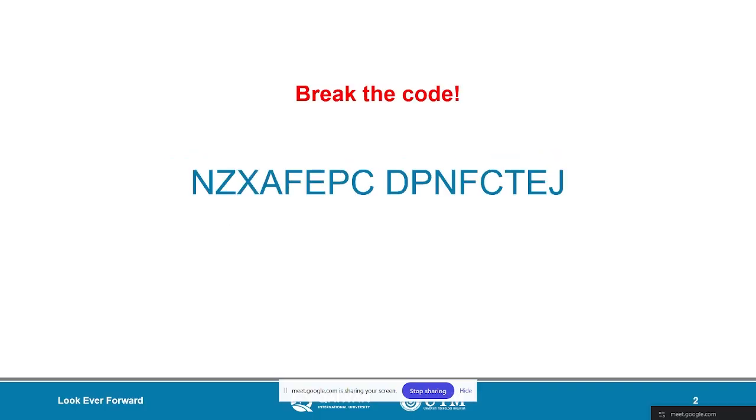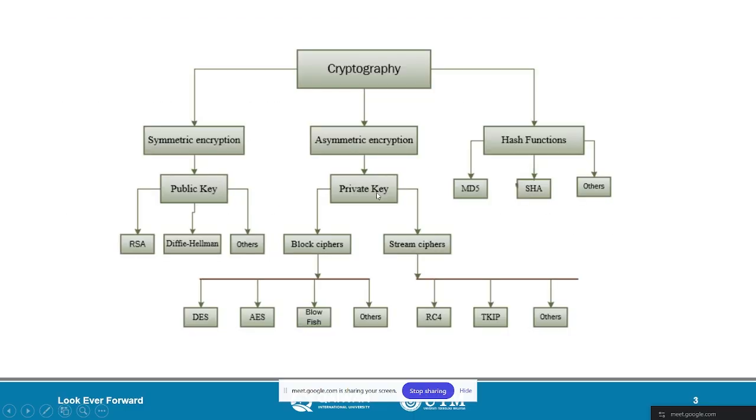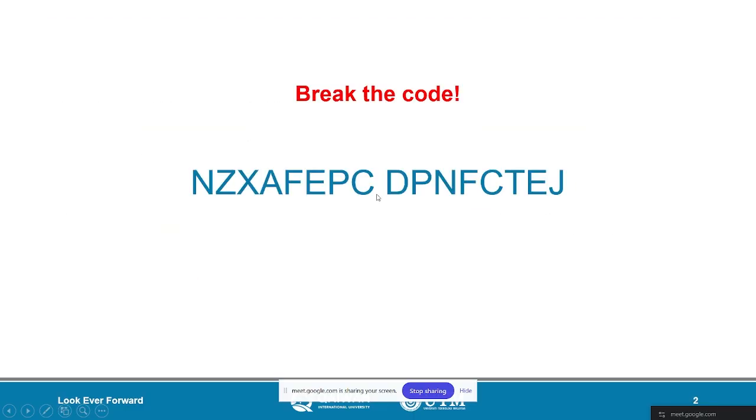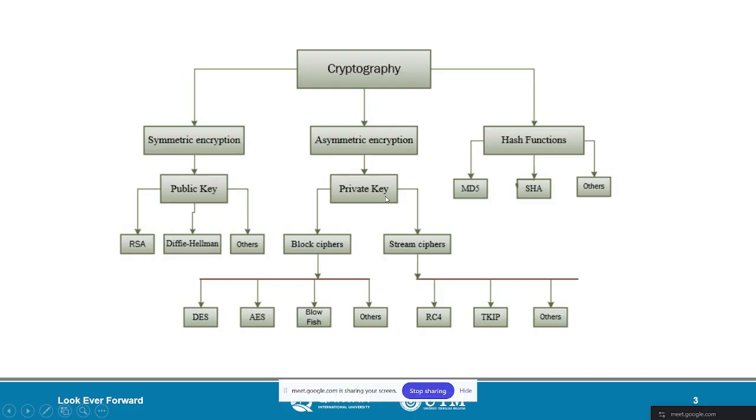Now, our challenge would be to break this code. In order to break this code, you have to know in which algorithm this has been written, which I will not tell you, because you have to understand the class and then you should break the code. And after this, this is cryptography.